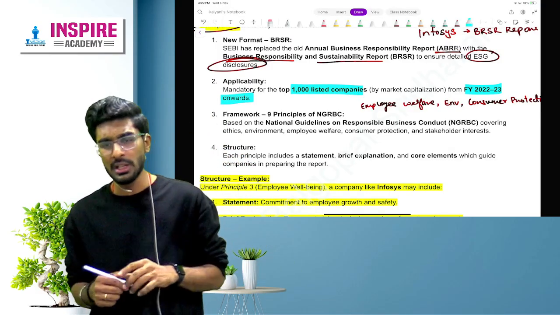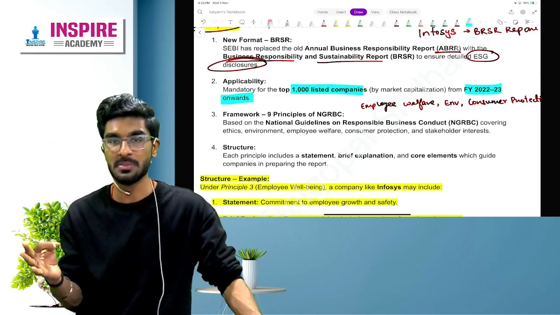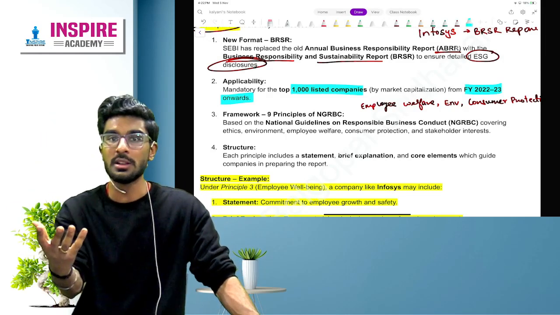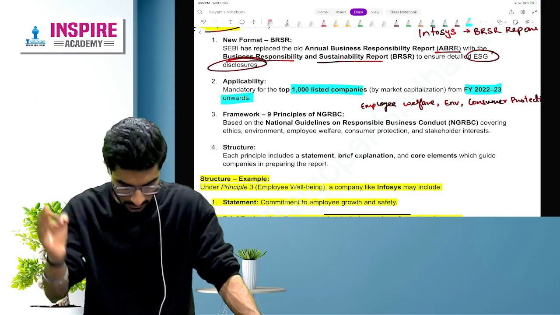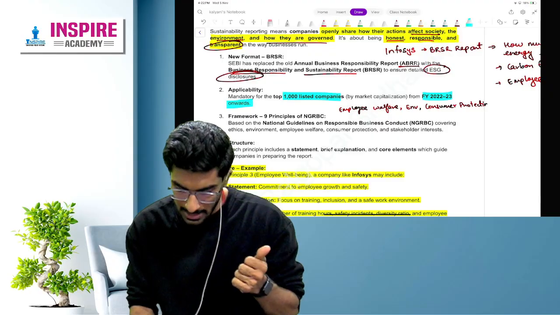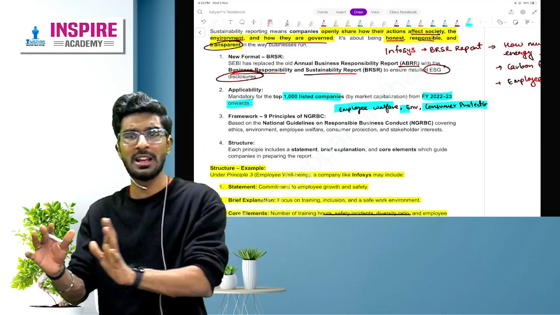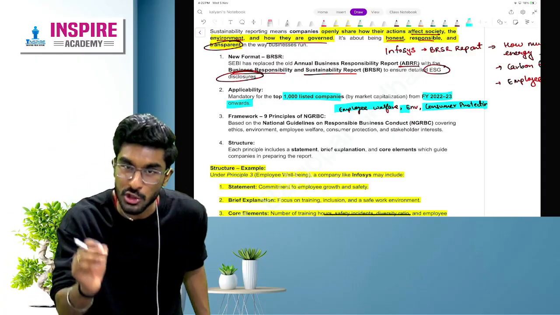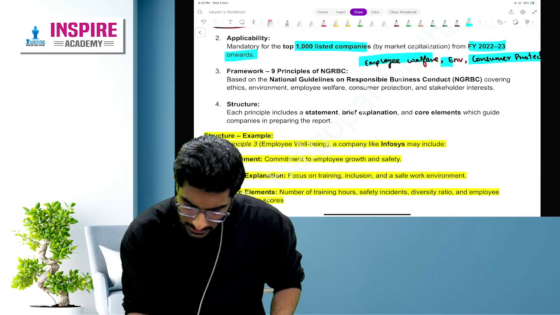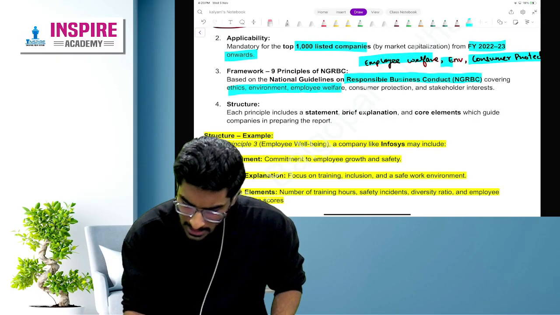Now sir, how do we disclose this BRSR report? People, it is based on 9 principles. So you have to bifurcate whatever you are disclosing based on the 9 principles. The 9 principles will include aspects like employee welfare, environment, consumer protection and all other aspects. We are going to understand the 9 principles in detail. It is based on national guidelines on responsible business conduct covering ethics, environment, employee welfare and other aspects.